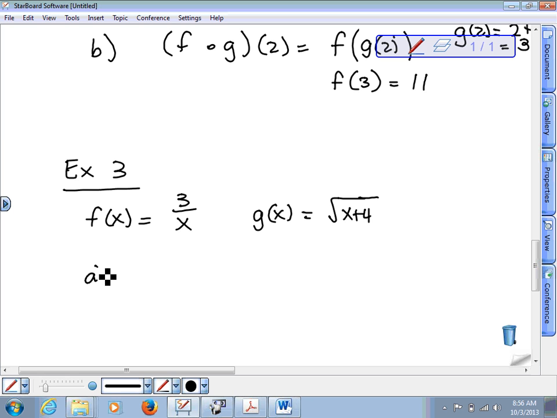Okay. I want you to find f of g of x. So we're going to have this. f of g of x means the g function is an input now inside of the f function. So what is g of x equal to?